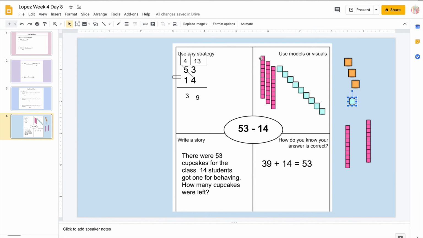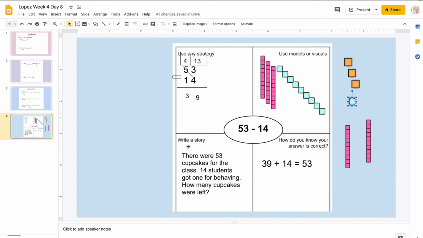Each of these is worth 10, so we're going to count by tens. 10, 20, 30. 1, 2, 3, 4, 5, 6, 7, 8, 9. So that is the best way to represent this problem in pictures or models.